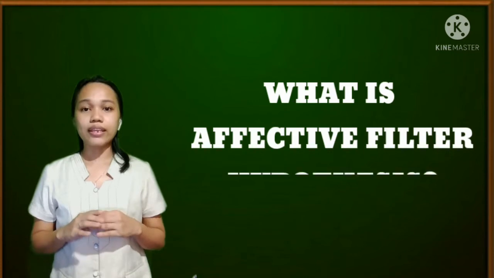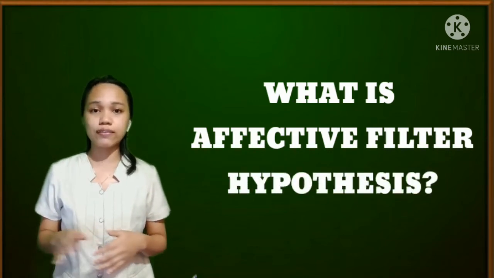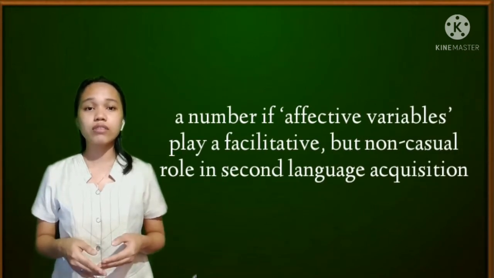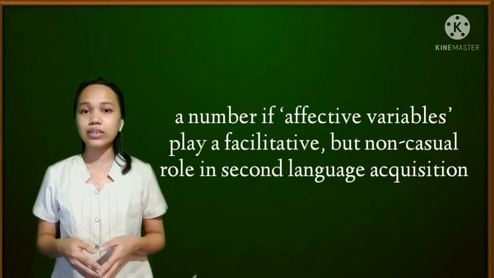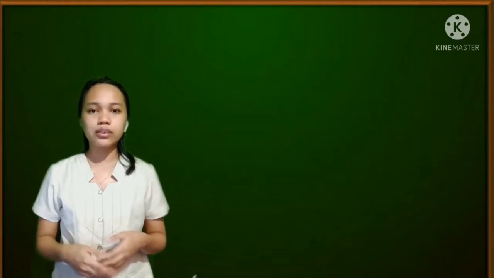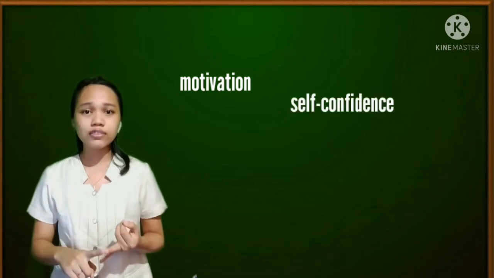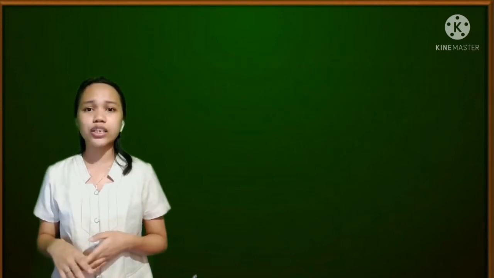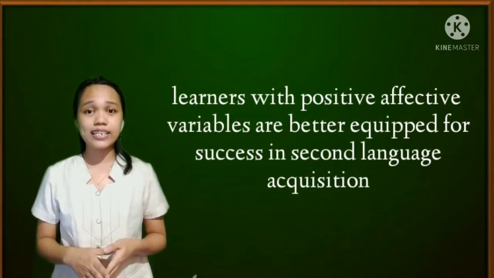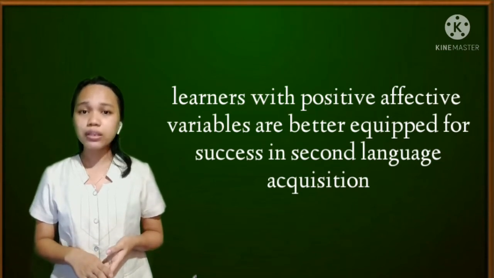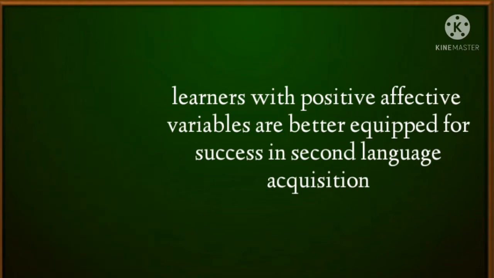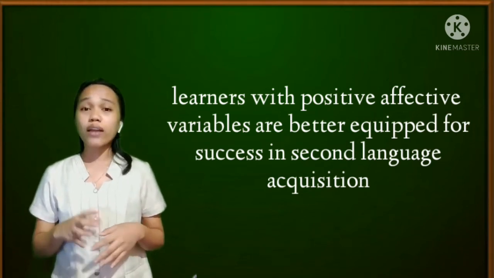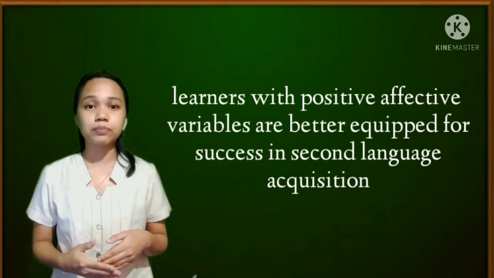Fourth one, the affective filter hypothesis embodies Krashen's view that a number of affective variables play a facilitative but non-causal role in second language acquisition. These variables include motivation, self-confidence, anxiety, and personality traits. Krashen claims that learners with high motivation, self-confidence, a good self-image, a low level of anxiety, and extroversion are better equipped for success in second language acquisition. So confidence really plays a big role in this part.